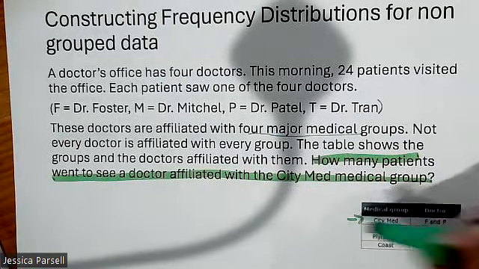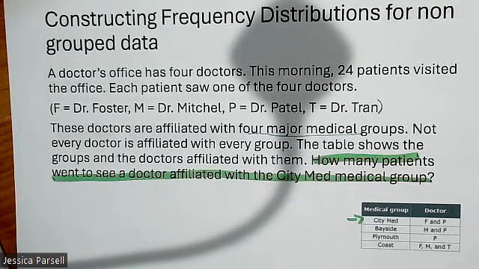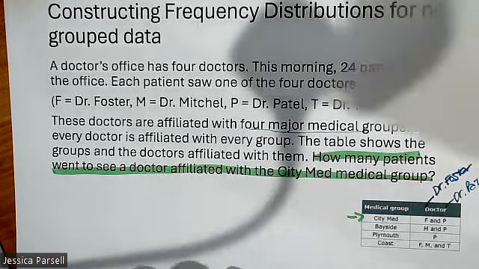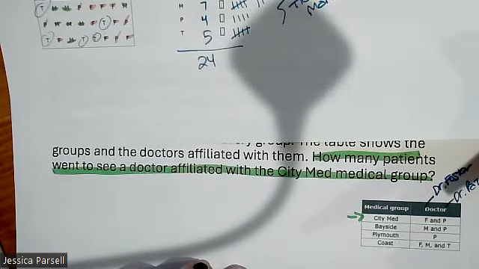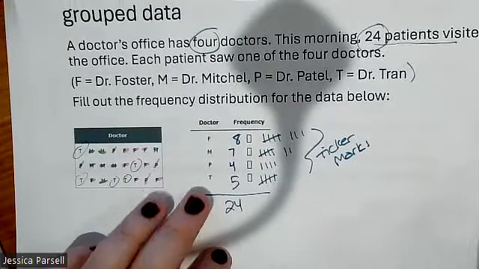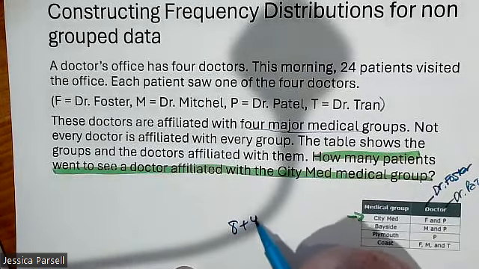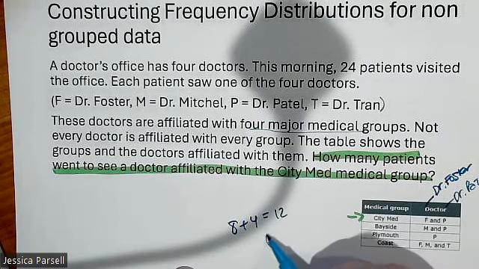Okay, so we're gonna be looking right in here, CityMed, all right. So that would be F, Dr. Foster. And P would be Dr. Patel. So we're gonna have to go back to our previous data. And let me go grab that so we can figure out how many patients went to see them. And they are affiliated with the CityMed medical group. Okay, Dr. Foster had 8 and Dr. Patel had 4. So 8 plus 4 is gonna leave us with 12 patients.